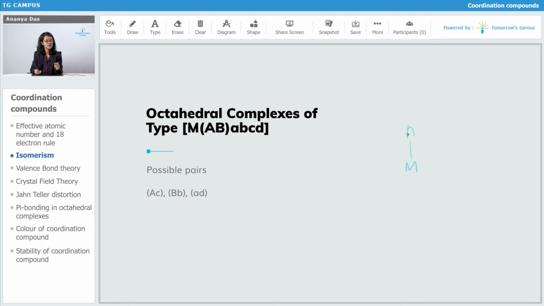Next possible pair is A is trans to C, B is trans to B, small a is trans to D. So in this complex also this is optically active, again for the same reasons as the previous one was. Now we have the next possible pair. In this, A is trans to D, B is trans to B, and a is trans to C. Again optically active. So 3 possible pairs till now, and all of them are optically active.